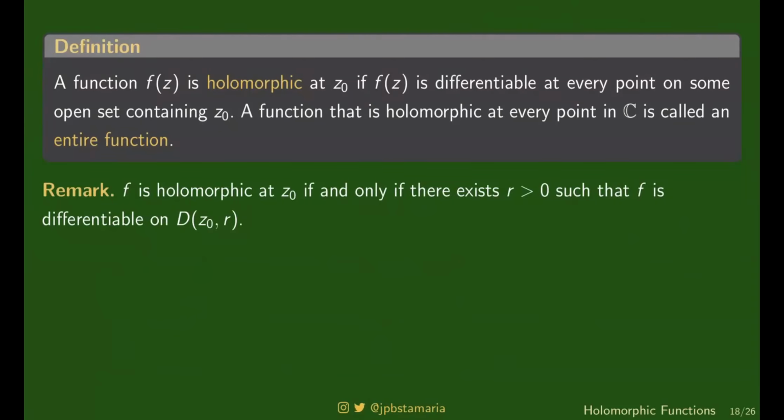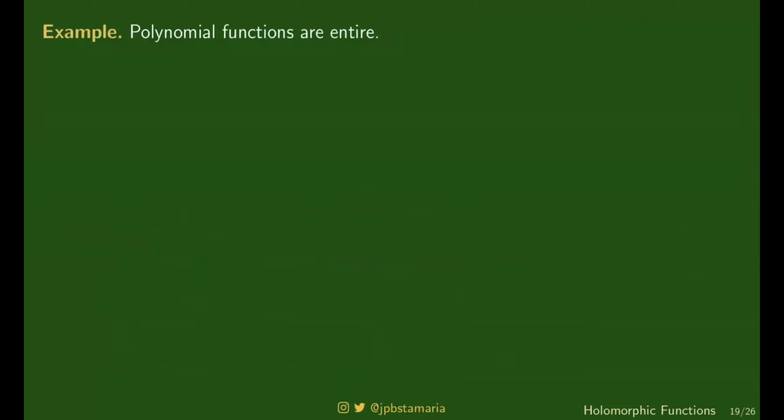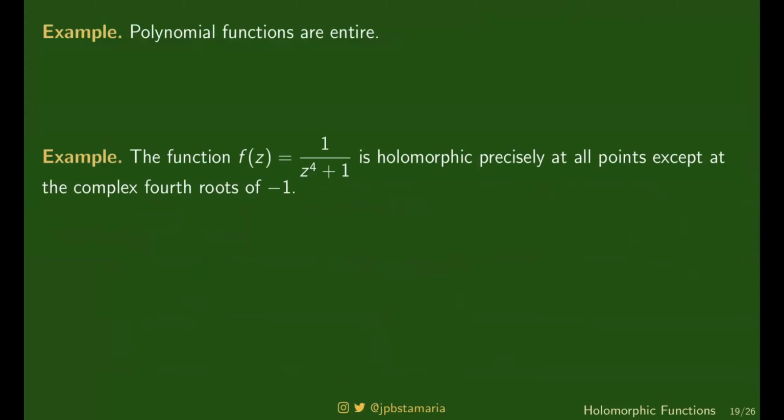Ayan. Another remark, we can say that f is holomorphic at z0 if and only if you can find some disk around z0 where f is differentiable on that open disk. Kasi that open disk is an open set. So for example, polynomial functions are entire as always.